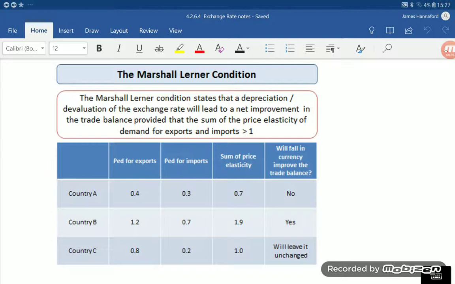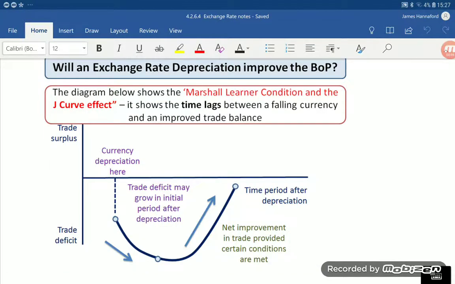So you can see in the example here that only country B will see an improvement in its trade balance if there was a depreciation in their currency. This is because the value of their exports and imports add up to more than 1. This leads us nicely to the J-curve. The J-curve shows the effect of inelastic demand for imports and exports in the short run.